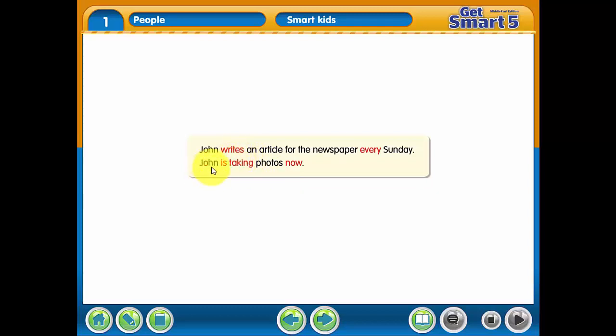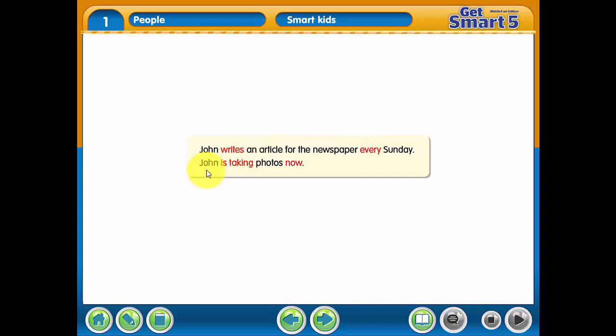Yes. In the first sentence, we have the main verb or the infinitive, أصل الفعل أو مصدر الفعل plus S. Why? Because the subject is singular. لأن الفعل مفرد ضفت للفعل اس في المضارع. With the word every مع كلمة every. هذا تدل على الـ present simple المضارع البسيط.